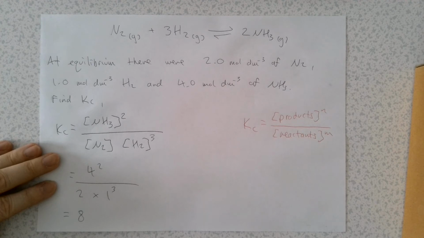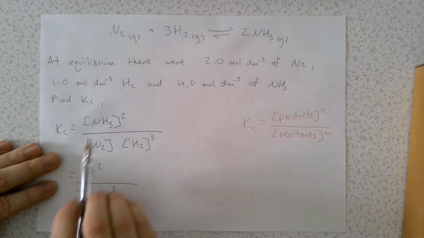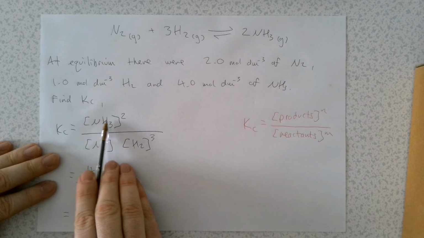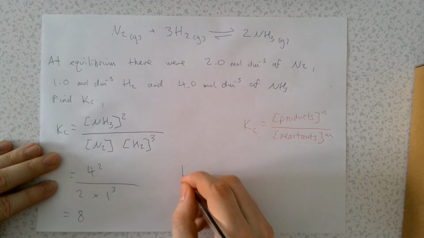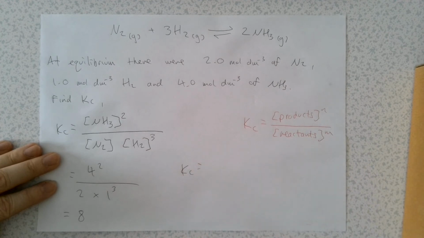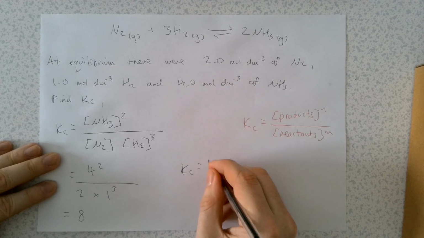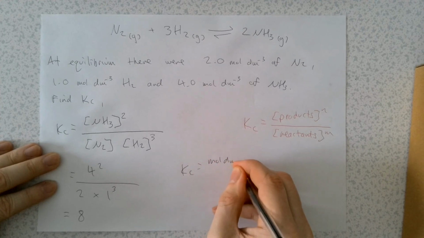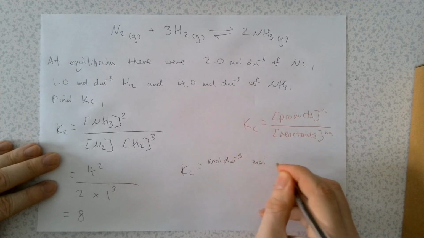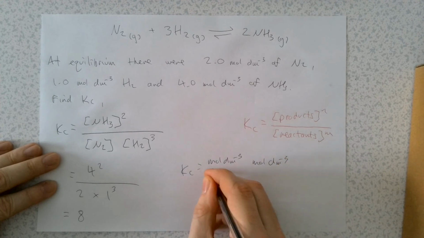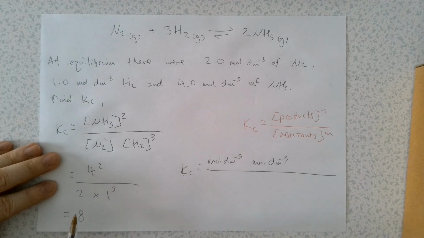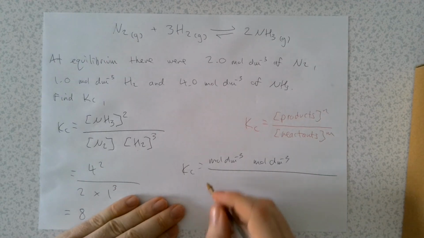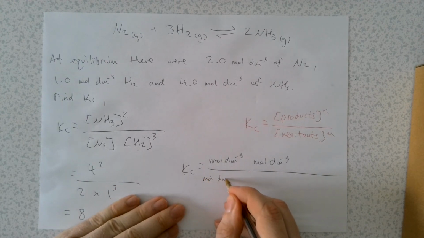Now in terms of the units for this number, each of these concentrations has the units moles per decimeter cubed. So in my Kc expression, I have 2 moles per decimeter cubed on the top, so moles per decimeter cubed twice. And on the bottom, I have a total of 4 moles per decimeter cubed, 3 and 1. So bear with me a second, I'll write this out.